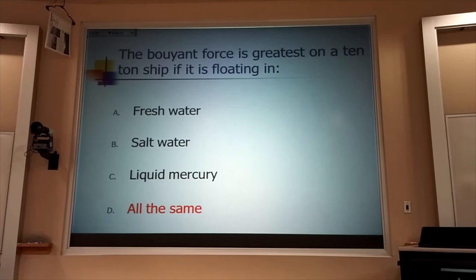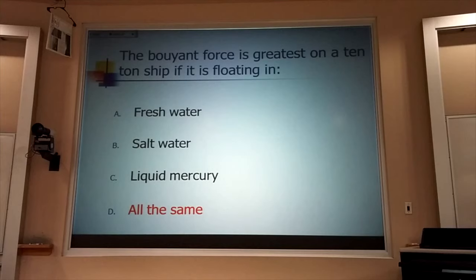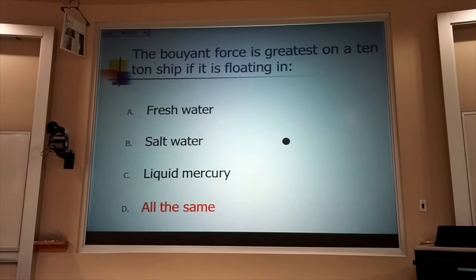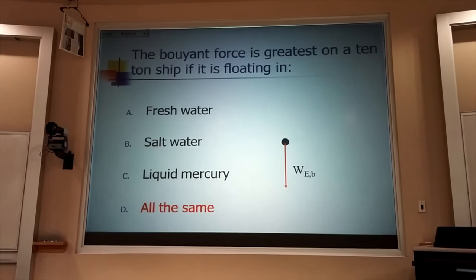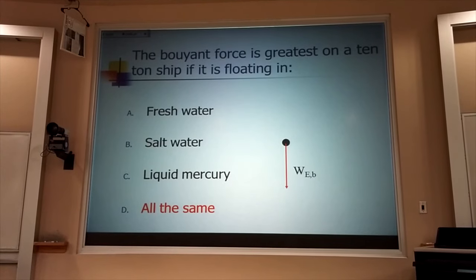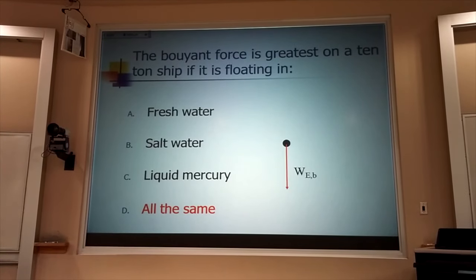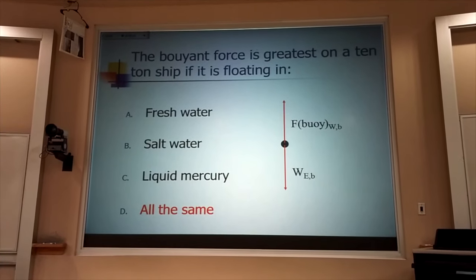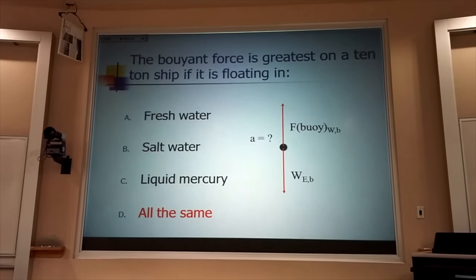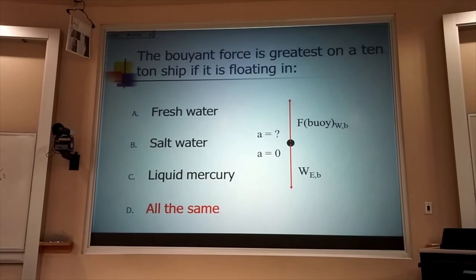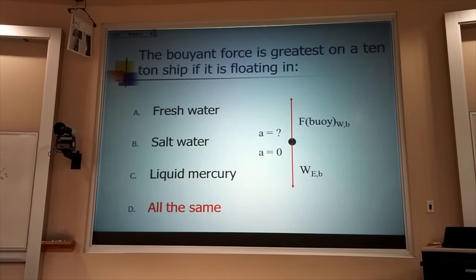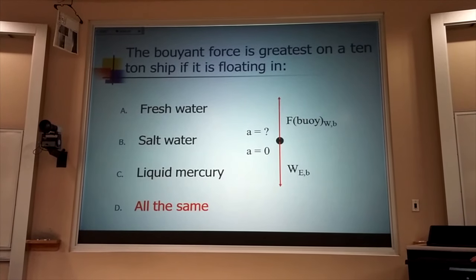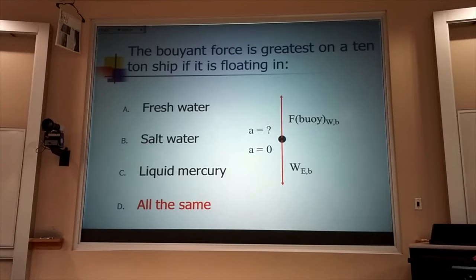And some of you are saying, well, wait a minute. Liquid mercury has much greater density. But it's floating. Let's do a free body diagram. I've got the weight down, and the weight on a 10-ton ship is, coincidentally, 10 tons. That's why we call it a 10-ton ship. The only other force acting on it is a buoyant force up. And what's the acceleration of a ship that's floating? Zero. And that means that these two forces have to be equal and opposite by what law? By second law with zero acceleration. And that means that that buoyant force has to be 10 tons, whatever it's floating in.